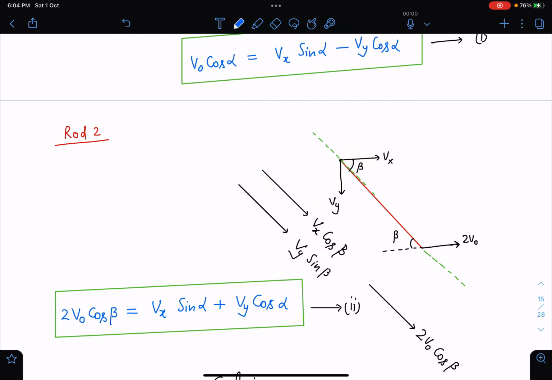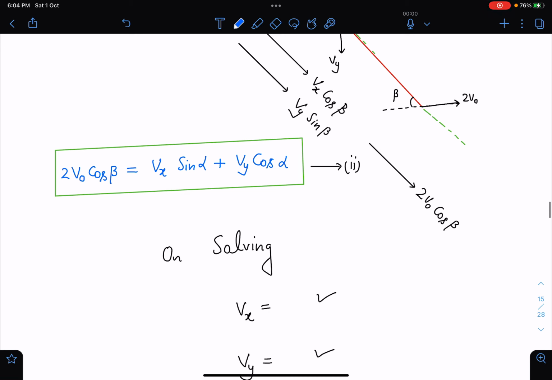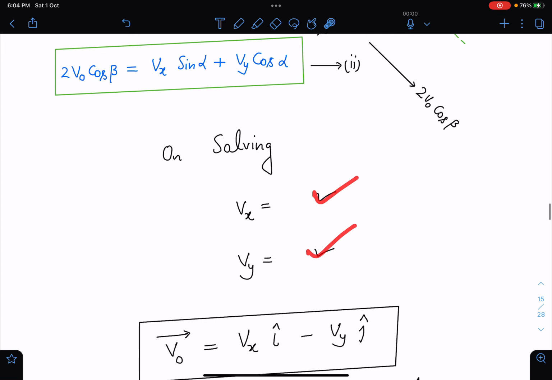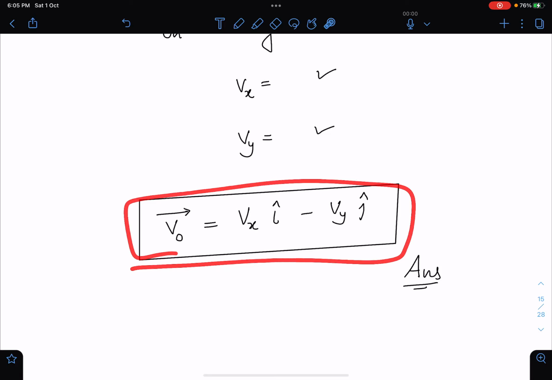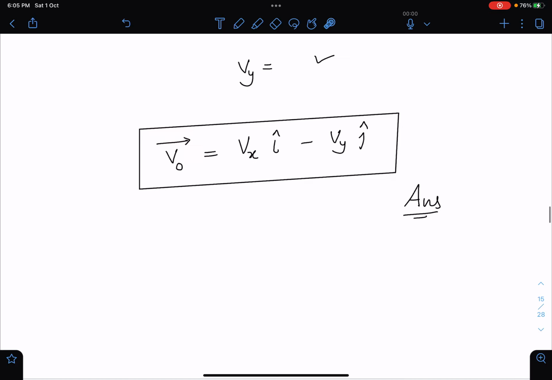Alright, now we can simplify and we can get the value of Vx and Vy. That part I am not solving. You can substitute values and you can solve. And finally, this is how I am going to report the answer.